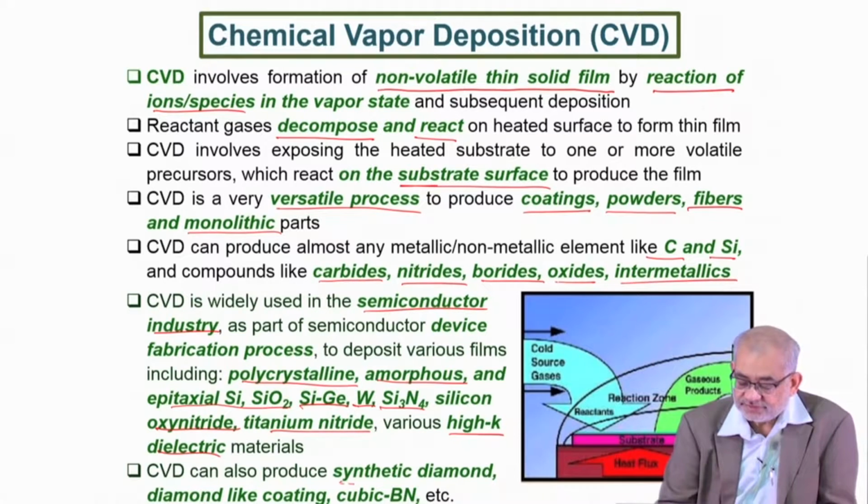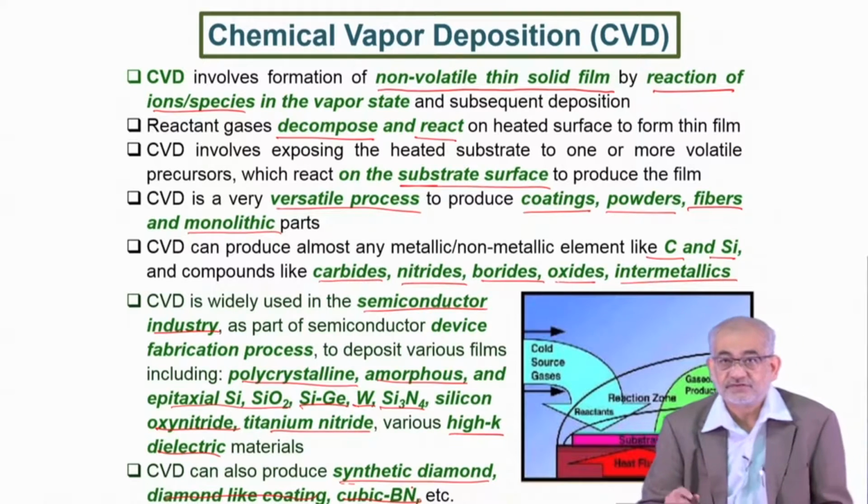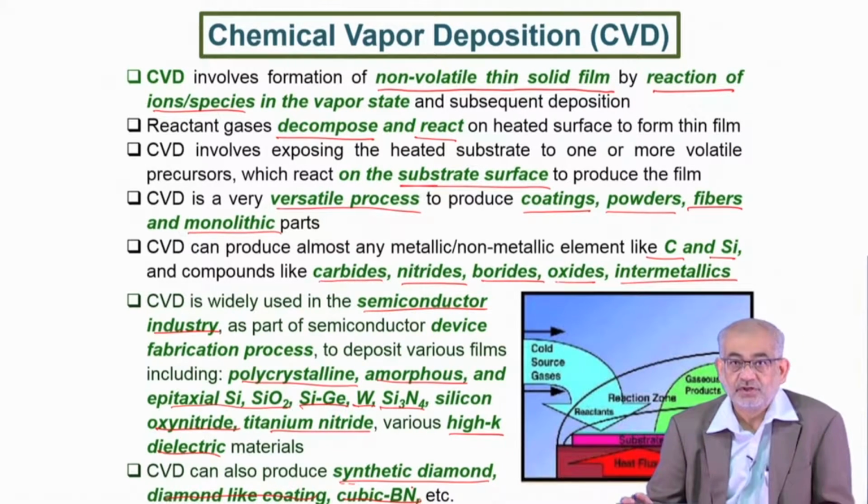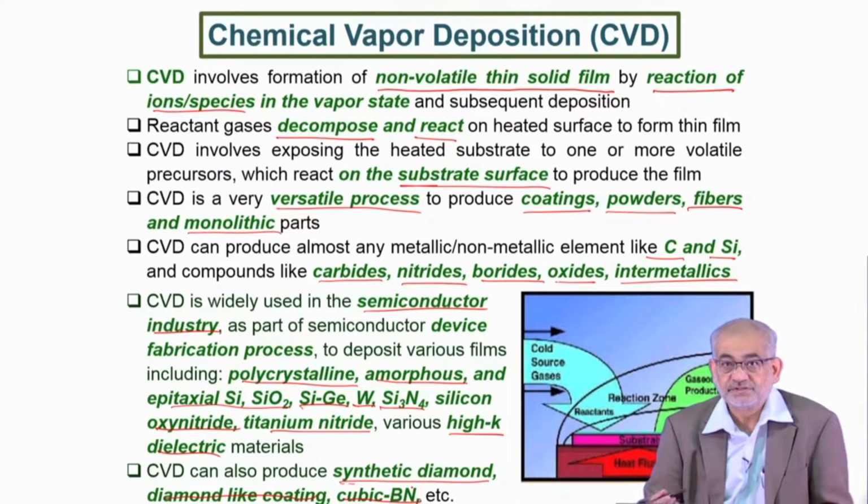One can also produce synthetic diamond to make an extra hard layer onto the surface, even diamond-like coating, or cubic boron nitride, or various kinds of other ultra hard coatings on tool inserts or on components which are supposed to experience very high wear and tear.